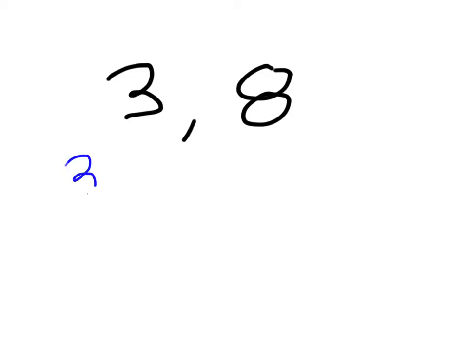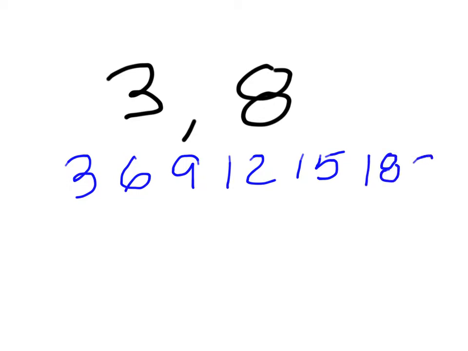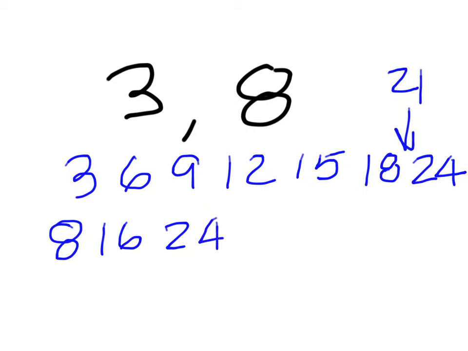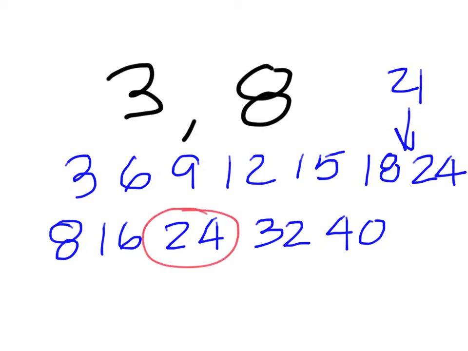This one is 3, 6, 9, 12, 15, 18, 21. Whoops, I'll put 21 in there. I ran out of room. And then for 8, we have 8, 16, 24, 32, 40. What's the lowest number that shows up in both of those? 24. Yeah, 24 is right. So 24 is the common denominator between those two.